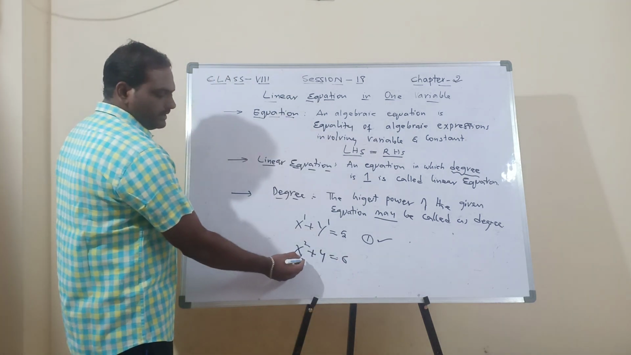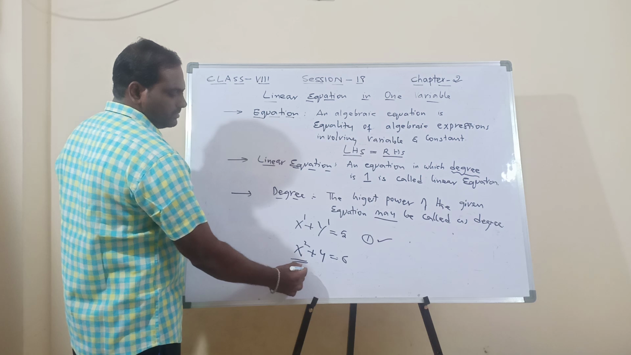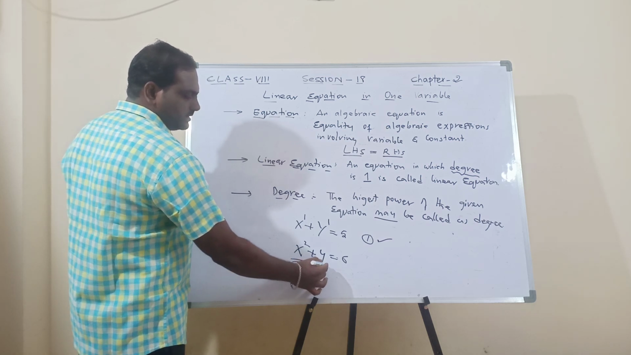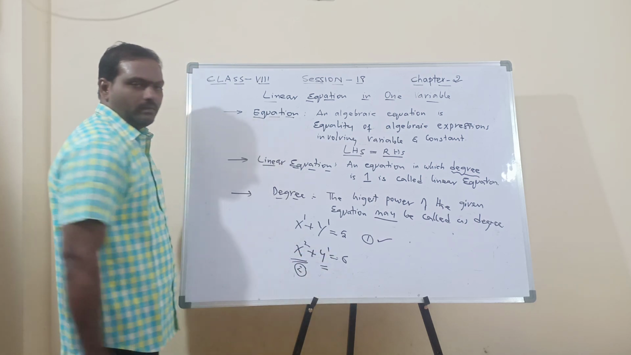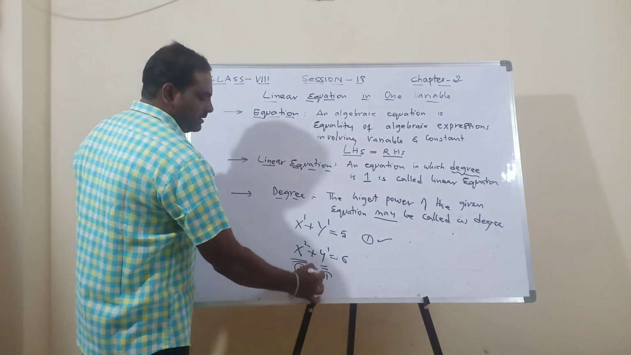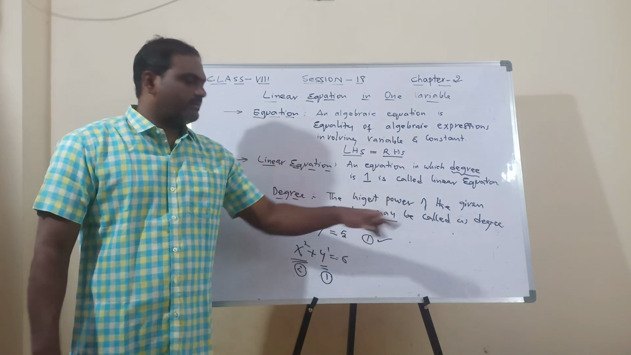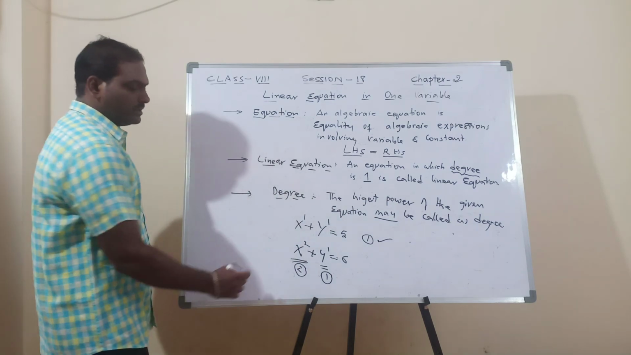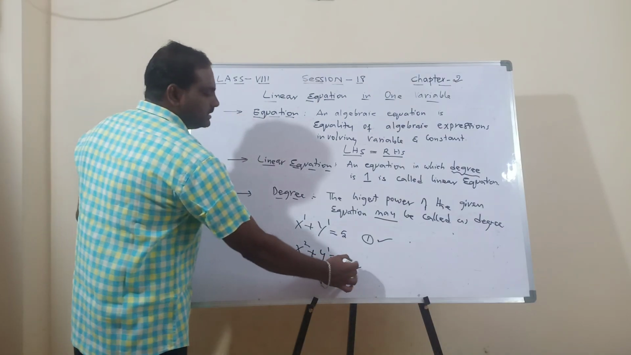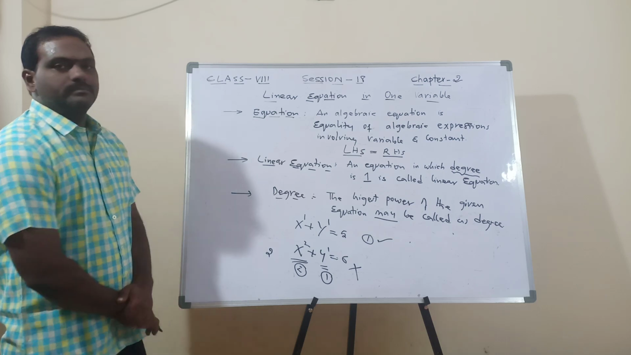Now what is the degree of this? Degree is 2. And what is the degree of this? Nothing is given, we have to take it as 1. So this degree is 1. Now we have 2 and 1. So what I told, the highest power of the given equation. What is the highest power? 2. So therefore this is not a linear equation.